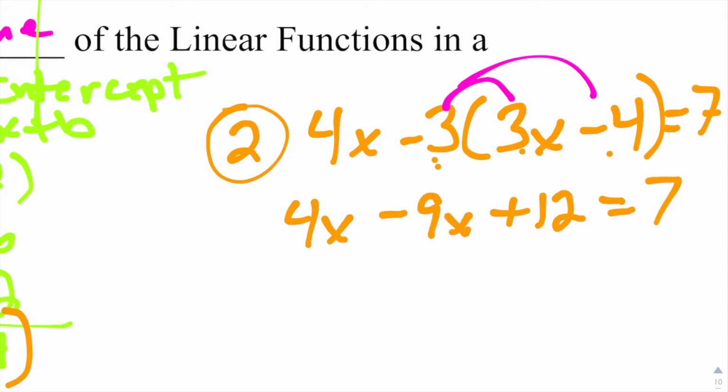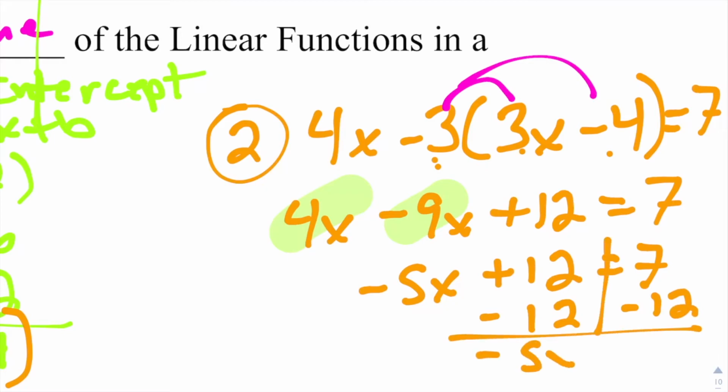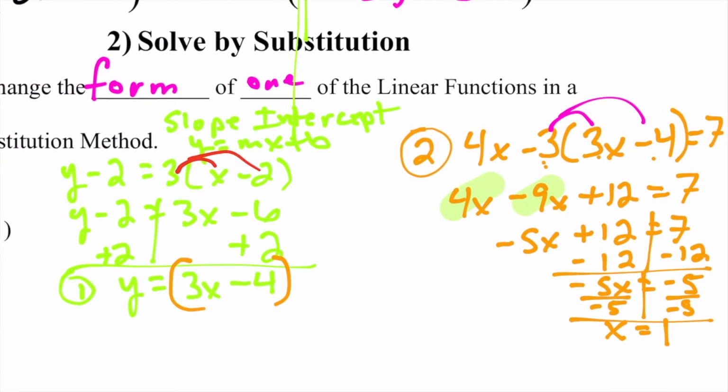Now we want to combine our like terms, which is here and here. So we get 4x minus 9x, which gives us negative 5x plus 12 equals 7. Now we want to subtract our 12 from both sides to isolate the x variable. So we get negative 5x equals negative 5, because 7 minus 12 is negative 5. Now we're going to divide both sides by negative 5 to get the x by itself. That's going to give us x equals, and then negative 5 over negative 5 is just 1. So now we have found our x value for our system.